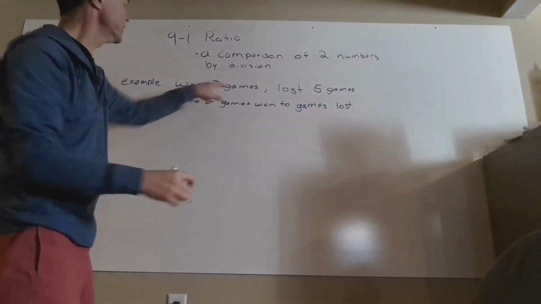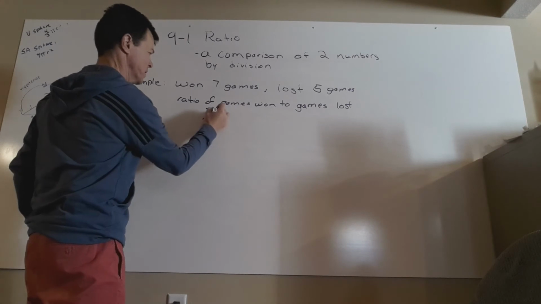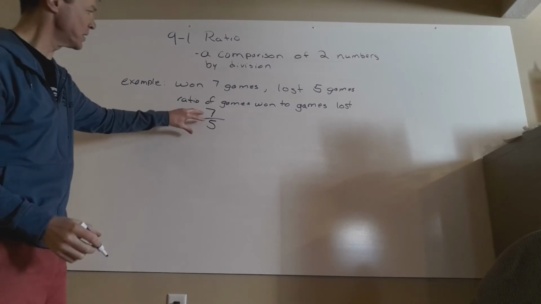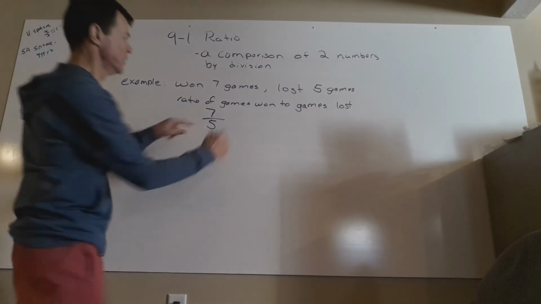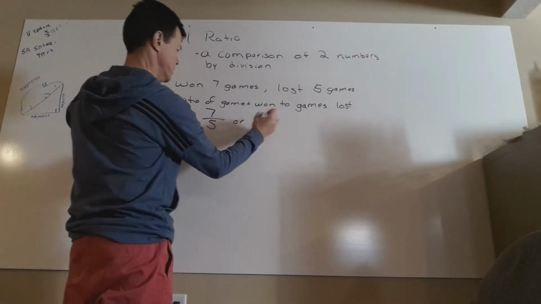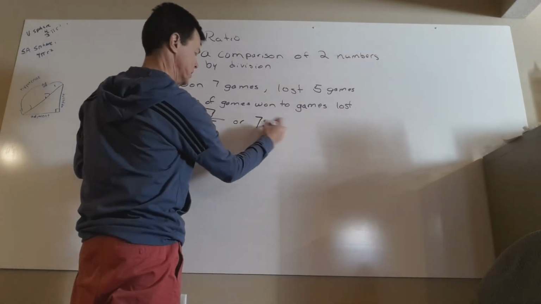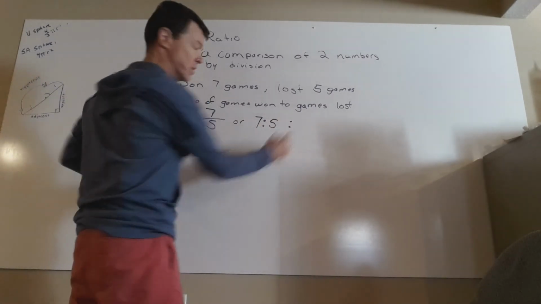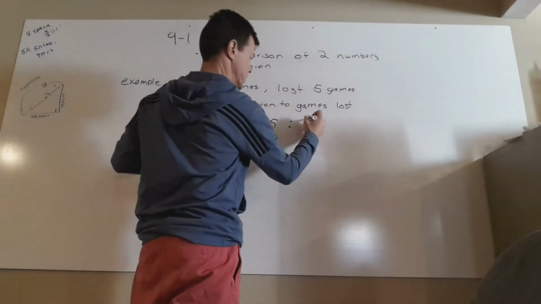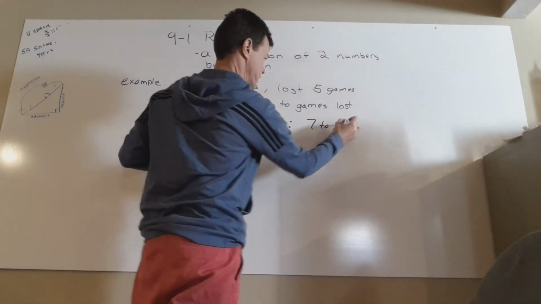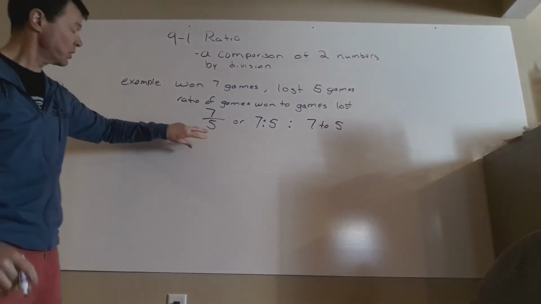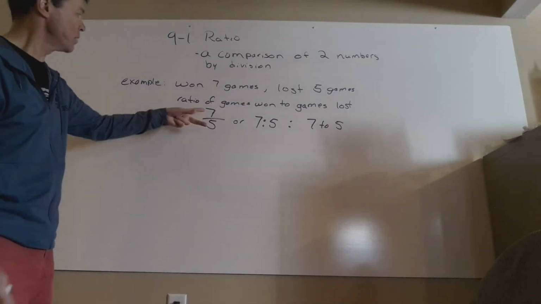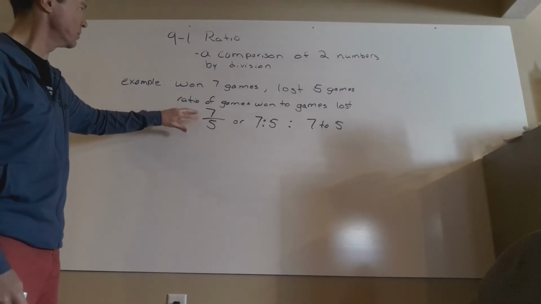We won 7 games, and we lost 5. So a ratio like this would just be 7 to 5. You can write it like this, or 7 to 5 with a colon in there, or just 7 to 5. For today's assignment, though, we're going to keep these as a fraction. It's an improper fraction here, but that's how it's going to be written.